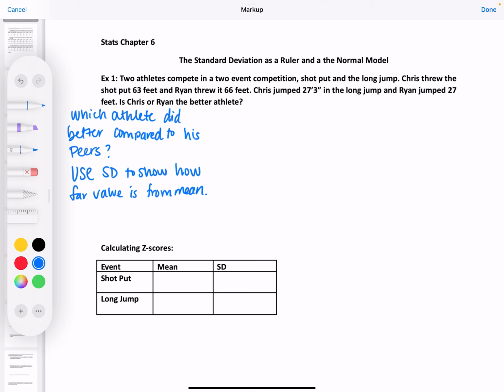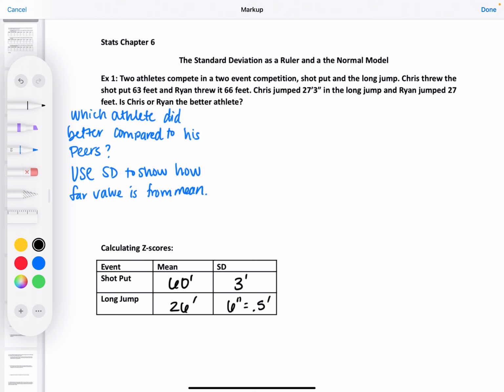Why is that not filled in? Hold on, this stuff is supposed to be filled in for you. This mean is supposed to be 60 feet. 60 feet with a standard deviation of 3 feet, and then the long jump is 26 feet with a standard deviation of 6 inches or 0.5 feet. I was sitting here thinking there's no way we can do this problem right now. Why did I not fill those values in the chart?